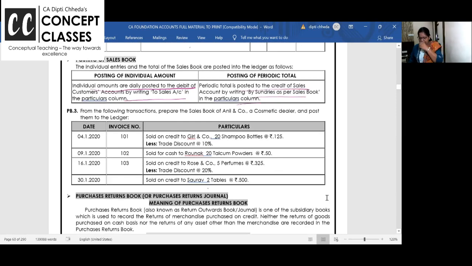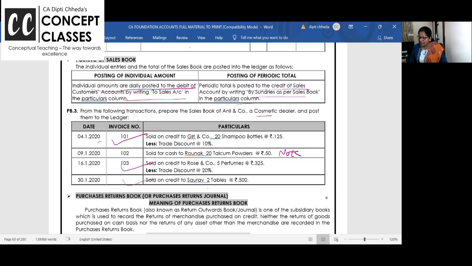Okay? Chalo, let us do the third problem together. From the following transactions, prepare the sales book of Anil & Co. and post it. They are a dealer in cosmetics. So they have sold on credit to Giri 20 shampoo, with trade discount. We'll record it after trade discount. So we will record this in the sales book. Read the problem. Sales for cash to Ronak. We will not record. Not record means write a note in the final exam. One line note. Okay. Sold on credit. Record. Sold on credit. This also record.